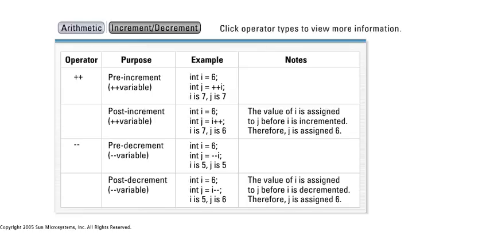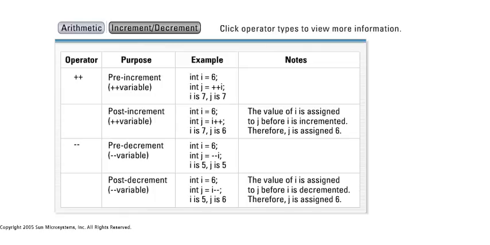Let's look at pre-increment. If I have an integer i with a value of 6, and then I want to pre-increment i and assign its value to j, what will happen is I will increment i by 1 to get 7, and then assign 7 to the variable j. So both i and j will have a value of 7. So the pre-increment version increments the value and then does the assignment.